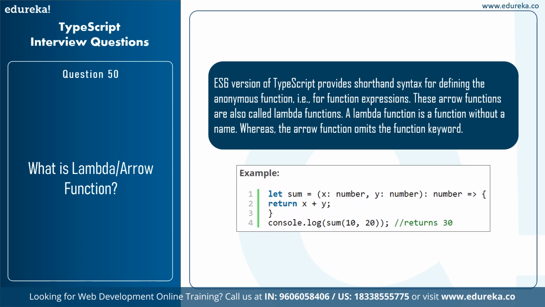So here we have an example where we have the let keyword, then we have taken sum and specified two different parameters, that is x and y, and we are returning the value x plus y. Now while printing the value, we are just passing the values to x and y. So if we take the value of x to be 10 and y to be 20, it will return 30.